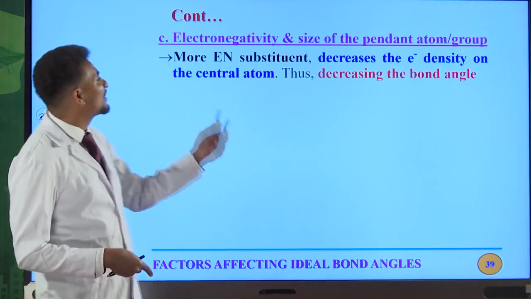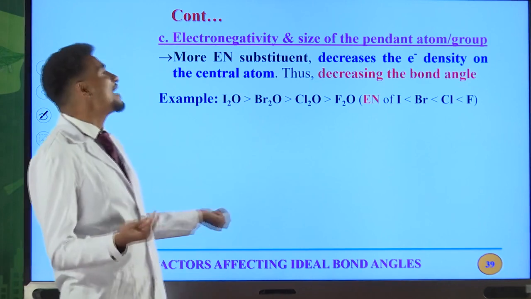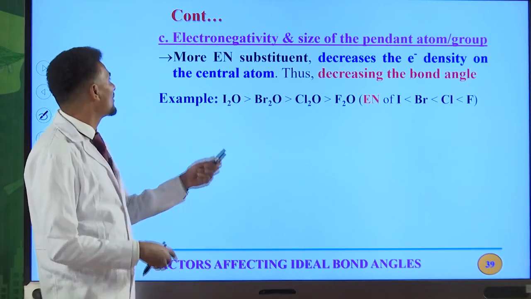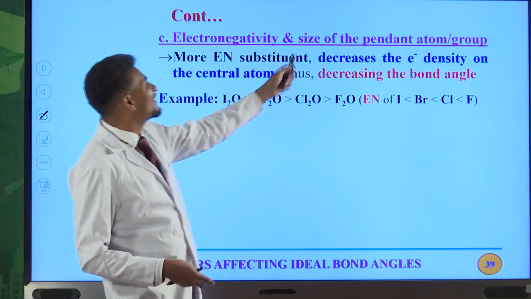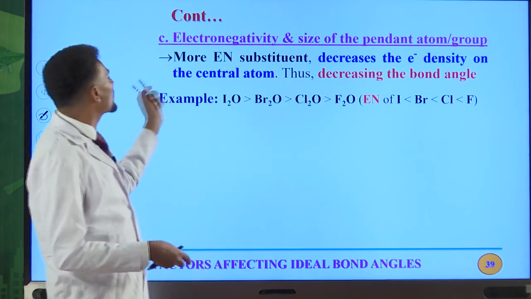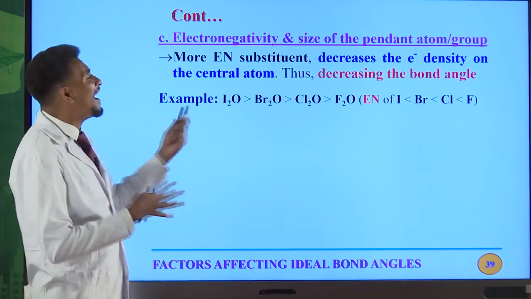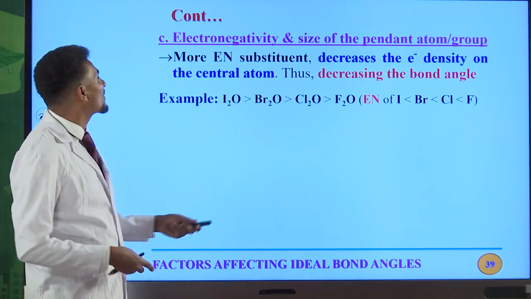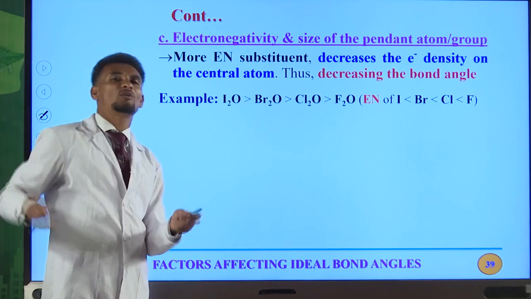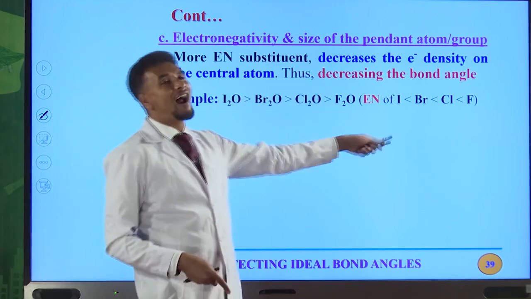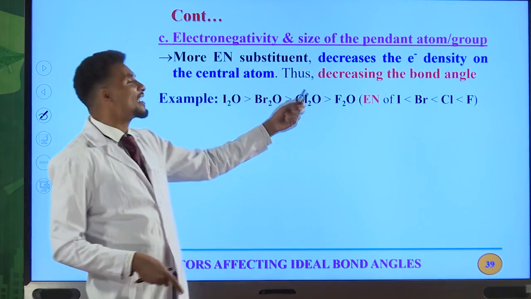Another one is electronegativity and the size of the pendant atom, pendant group, or terminal atom. A more electronegative substituent decreases the electron density on the central atom, thus decreasing the bond angle. So they are inversely proportional. As the electronegativity of the substituent increases, the bond angle decreases. This is one best example.